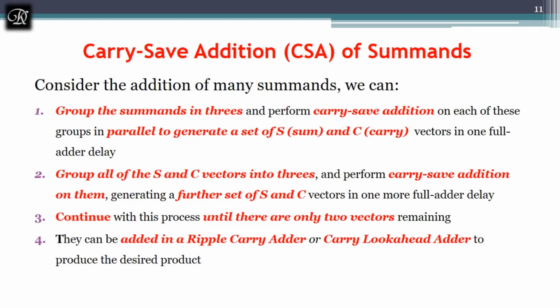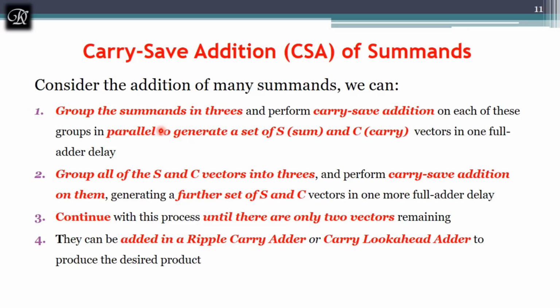Let's see another technique, carry save addition of summands, which works only for positive multiplier and positive multiplicand, just like sequential multiplication, but it's going to go with a simple technique like our school day technique. But here what we are going to do is group the summands in 3, and we will be performing a repeated task.